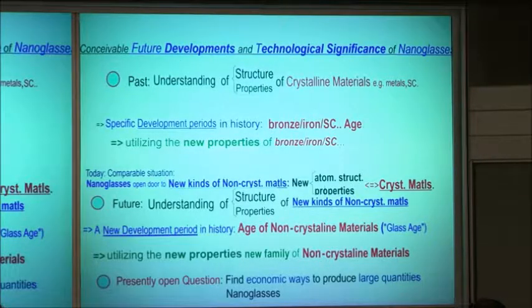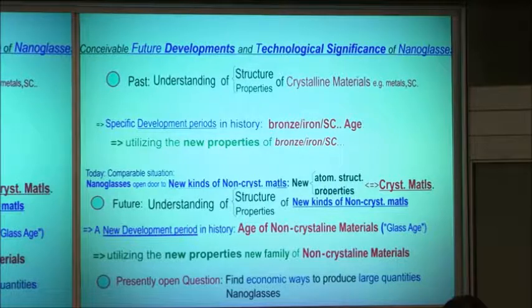I started with history. When you look back in the history of materials and of technology in general, what you see is that it was always the understanding of the structure and the property of a particular material, of bronze, of iron, of copper, of gold, and semiconductors. All these materials, always first the observation, then the understanding, and that led to a new development of mankind, to the Bronze Age, the Iron Age, the Semiconductor Age, and so on. And in all cases, what we did was to utilize the new property of the new kind of material which we had discovered, and this utilization then led to a new part of our technology.